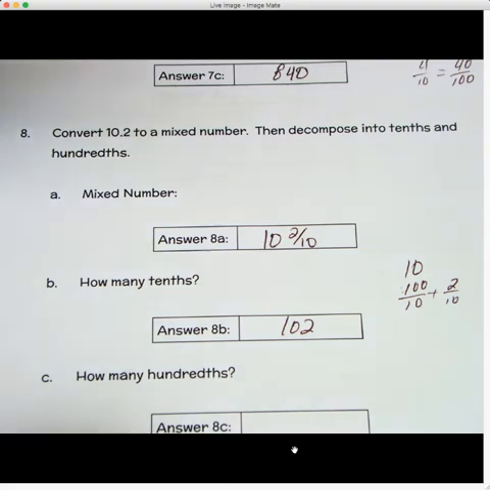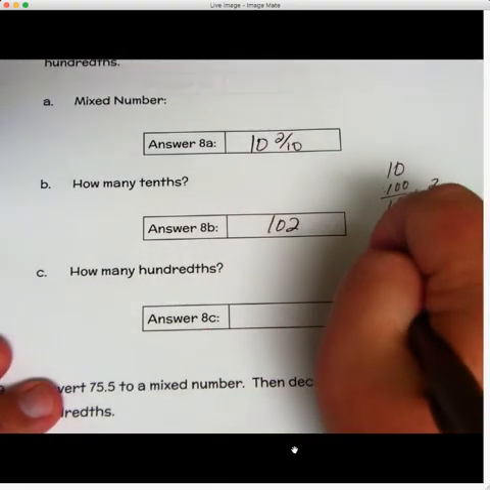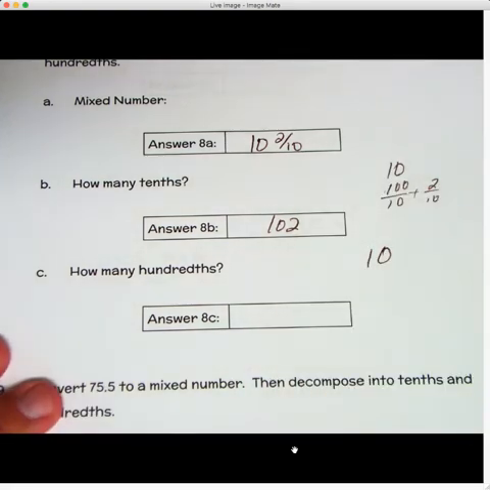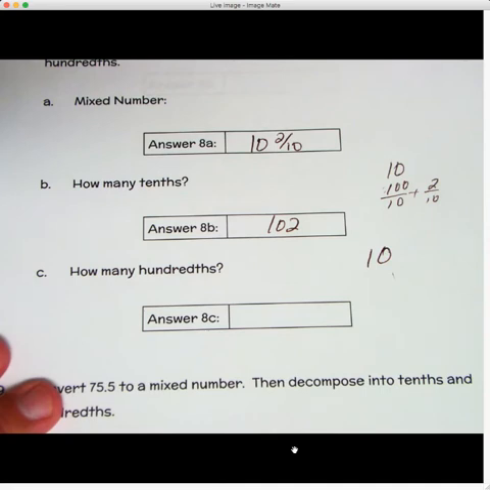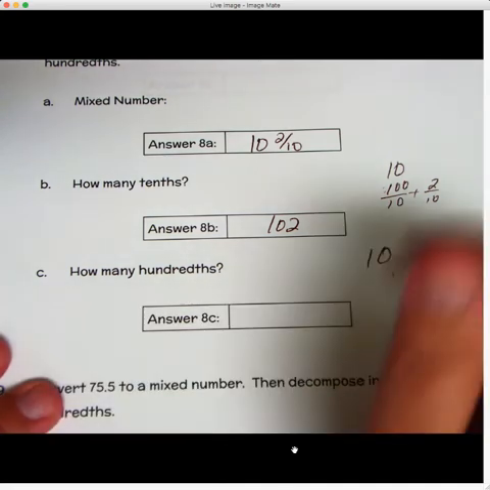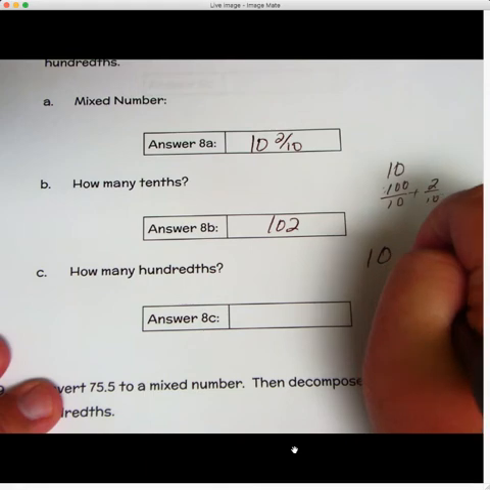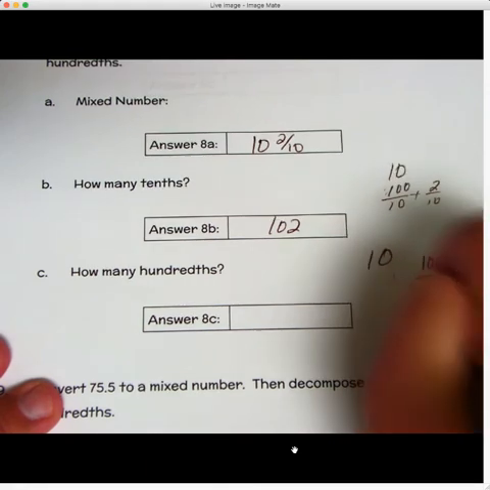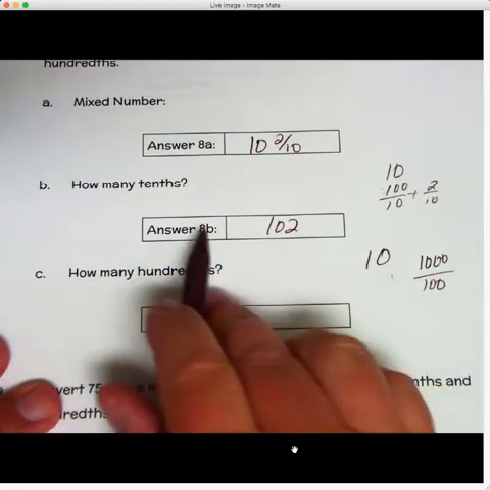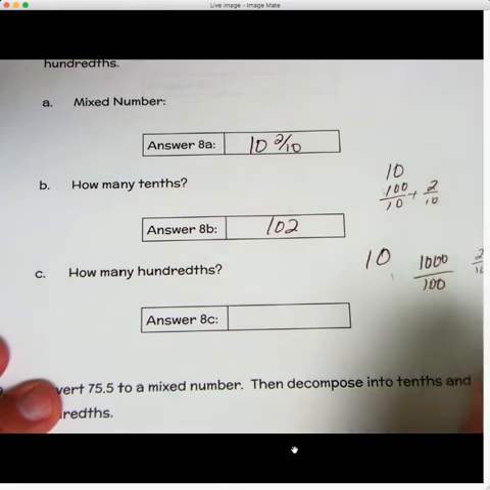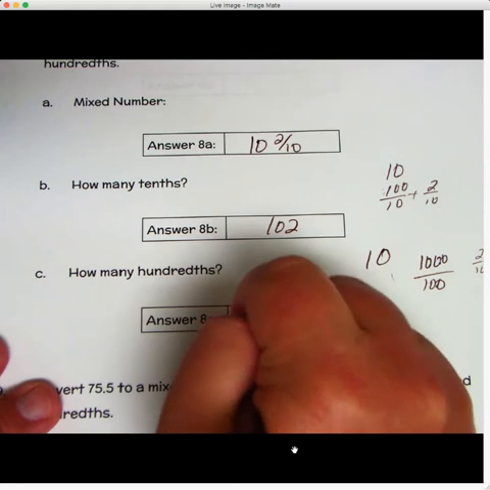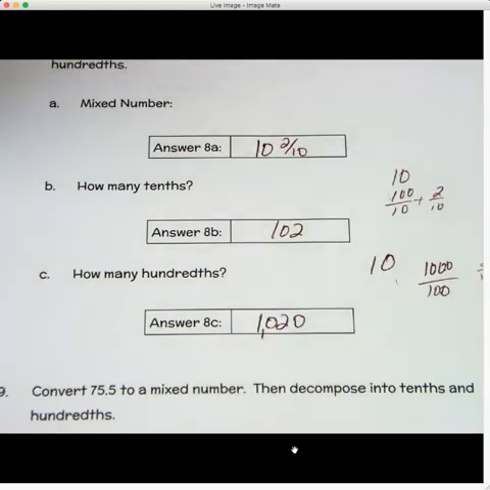How many hundredths is that? I'm going to take that same 10. If I was to decompose it, I would have to do 100 hundredths 10 times to make 10. What's 10 times 100? It would be 1,000 hundredths. And then I have 2 tenths more, but I have to make that hundredths. So 10 times 2 is going to be 20 hundredths. So I have 1,000 hundredths plus 20 hundredths is 1,020 hundredths.